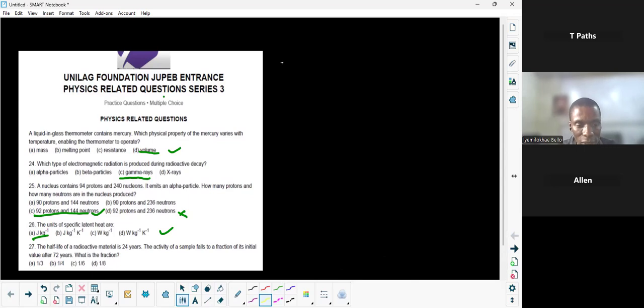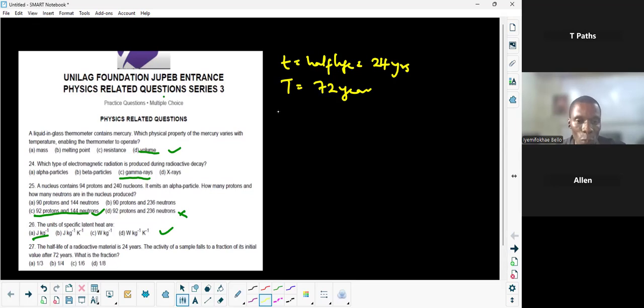The first time is the half-life. Let me use small t for the half-life. The half-life there is 24 years. The time it takes to decay is 72 years. And we are asked to find the fraction that remains.